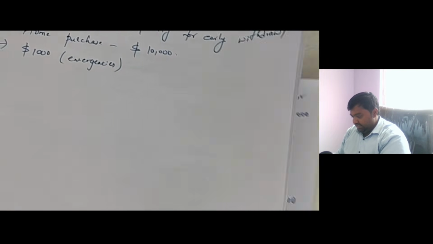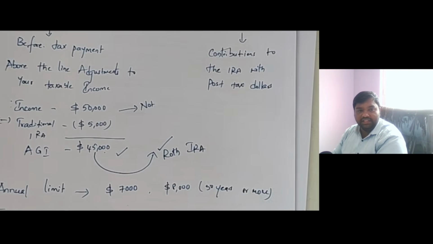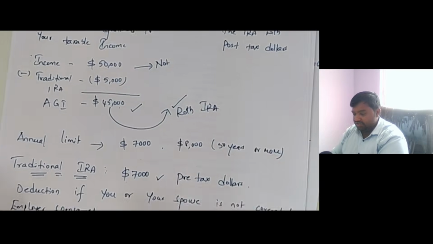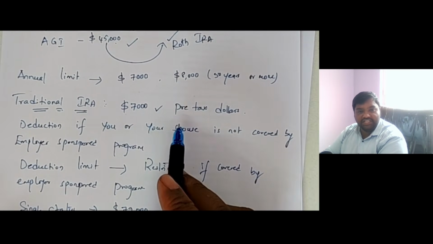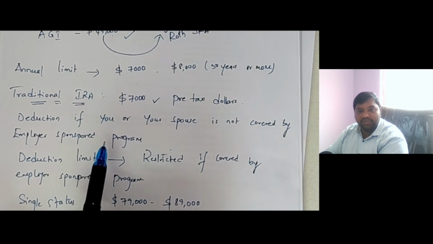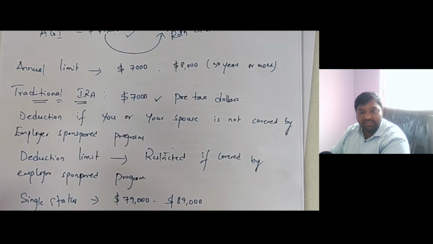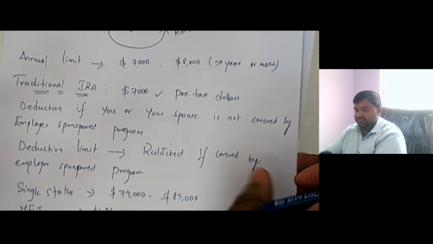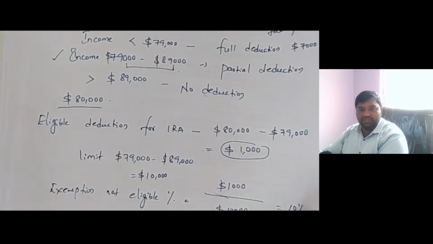Let me show it to you again. This is your traditional IRA. The annual limit is $7,000 US. Full deduction is available if both you and your spouse are not covered by employer sponsored retirement programs. The deduction limit is restricted if anyone is covered by your employer sponsored program. How much is the restriction? We have taken one example and I have explained to you. So this is how the calculation works.